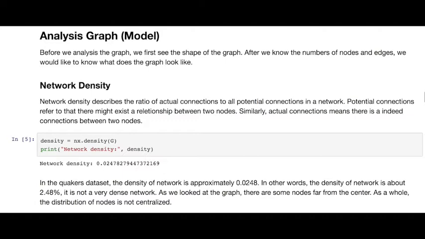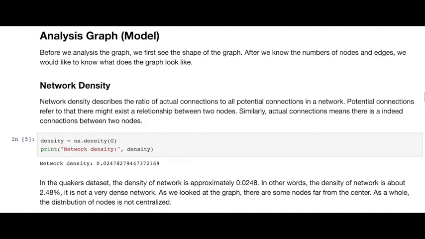Here we considered 4 graph analysis methods as the module. So first is network density. It describes the ratio of actual connections to all potential connections in a network. Potential connection means the relationship that might exist between 2 nodes. And the actual connection means there exists a connection between 2 nodes.